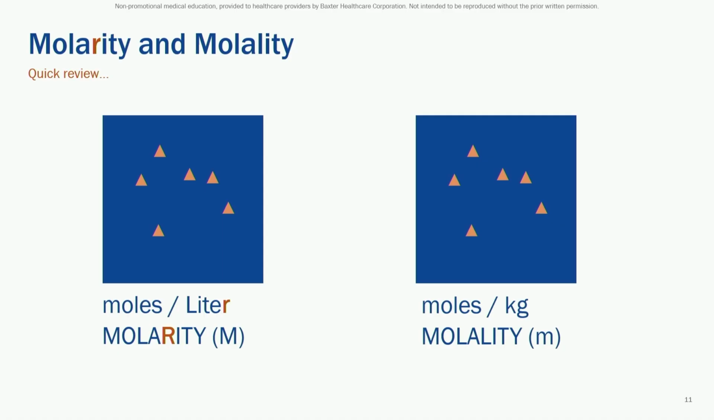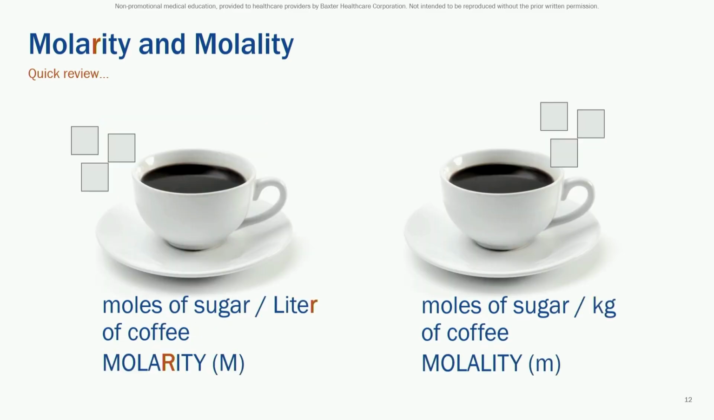When we're talking about molarity, we're talking about moles per liter. There's an R in liter, and there's an R in molarity. And then molality is the other one. It could be a little more helpful to think about molarity as a bit more intuitive, as we're talking about moles of sugar in your liter of coffee that you're drinking with us this morning at 6 a.m. Whereas if we're thinking about the molality of your coffee, that would be moles of sugar per kilogram of coffee, and I don't actually know what that is, right?